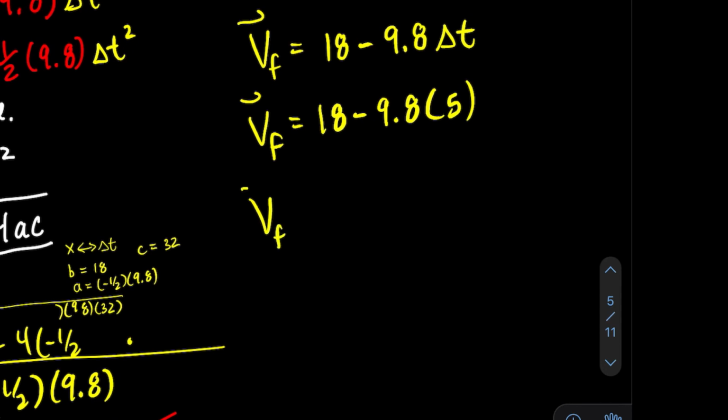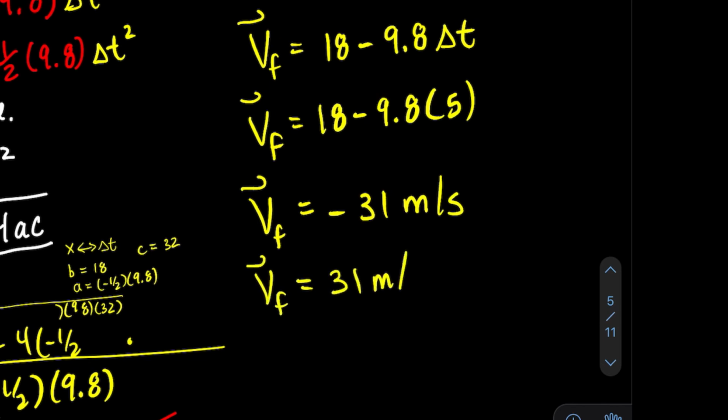And if we are correct, we should get a negative value. So let's check. Yes, we got negative 31 meters per second, which can be rewritten as v final is 31 meters per second down.